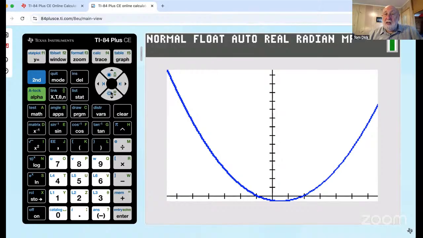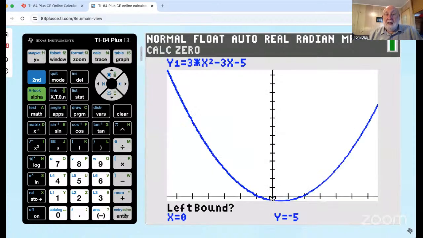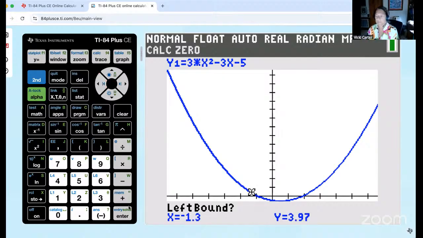Something I did want to illustrate with the 84, and I found a lot of people aren't necessarily aware of this, is I'm going to go ahead and do calculate. That's the shift second of trace. And notice 0 is one of the options there. So let me go down to 0. And let's get that one on the left first. It's pretty near negative 1. So let me go a little bit to the left of negative 1.